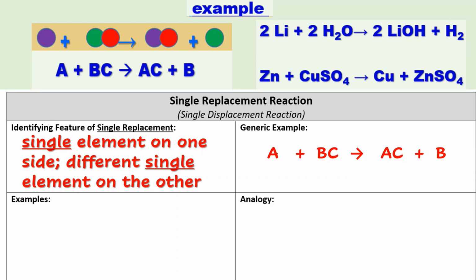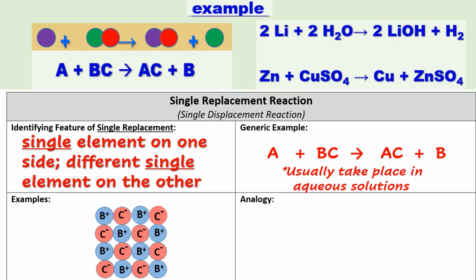This type of reaction usually takes place in aqueous or water solutions because they tend to involve ionic substances held together by strong electrostatic forces in a crystalline lattice structure. The water breaks the crystalline lattice, freeing the ions to rearrange and form new bonds.